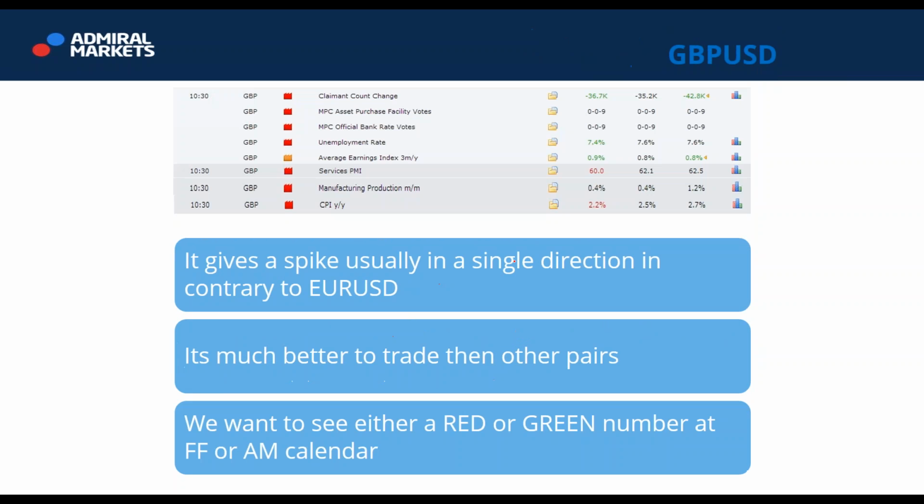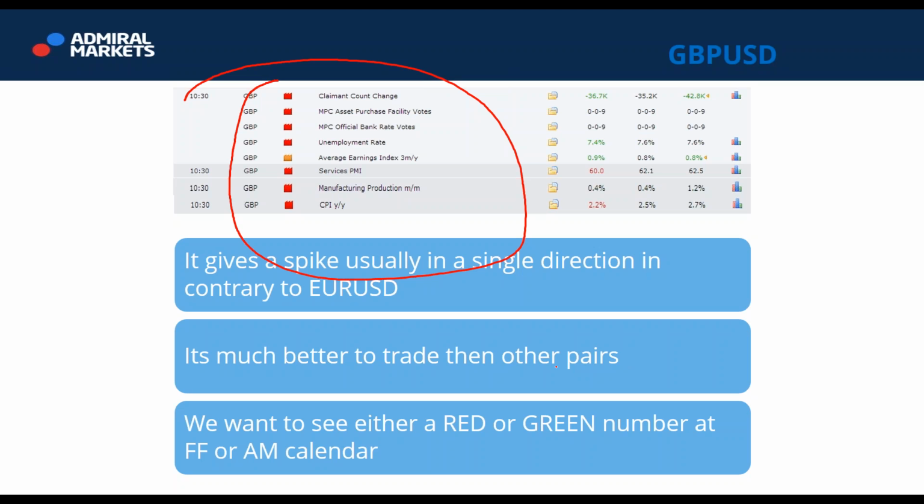Okay, and you want to focus on specific news. These are specific news that you can try to trade on pound dollar. Pound dollar, as I say, is a volatile currency, but it can be traded on these news: claimant count change, MPC asset purchase facility votes, MPC official bank rate votes, unemployment rate, average earnings index, services PMI, manufacturing production, and CPI. Most of those are unemployment and inflation reports, but have in mind that those are tradable news.